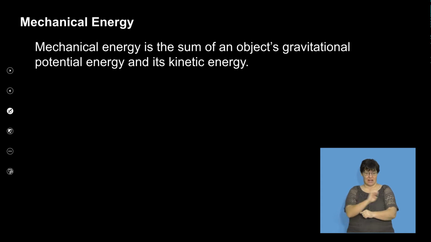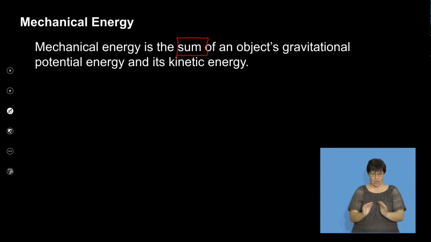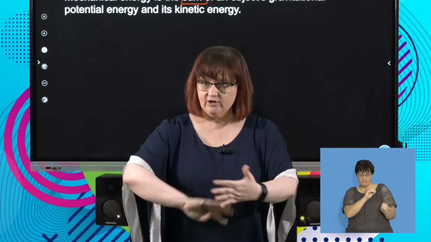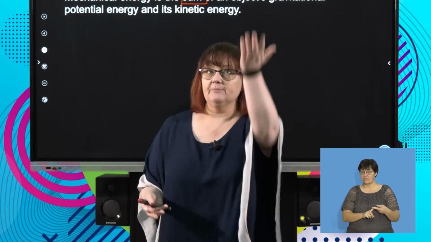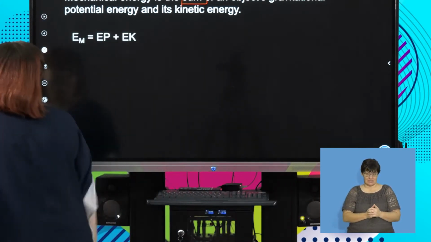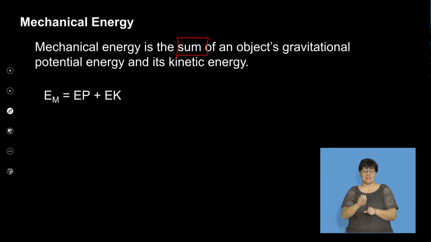Then we have mechanical energy, and this is a total. So mechanical energy is the sum of an object's gravitational potential and its kinetic. It's very specific. It's called mechanical energy because we're looking at the mechanics of motion. So we have to keep in the back of our mind that we're looking at the motion of an object, and how an object will move depends on its velocity, and with potential it depends on its height. So we'll write it like this, okay?